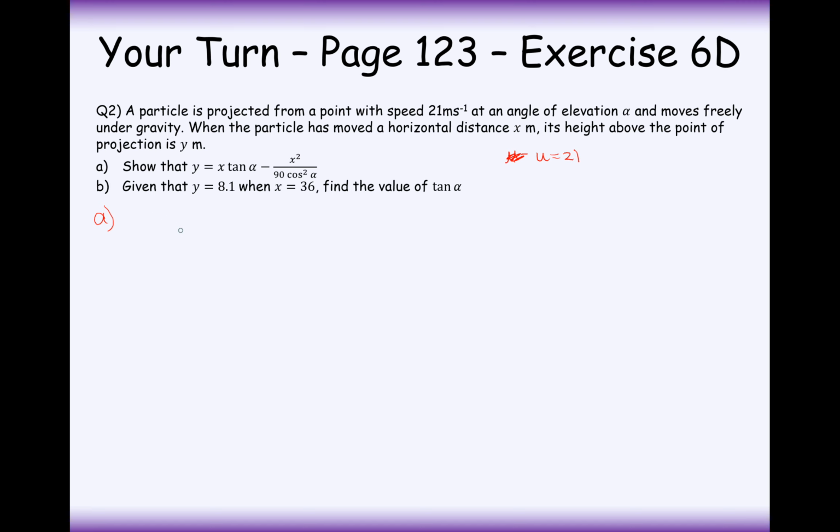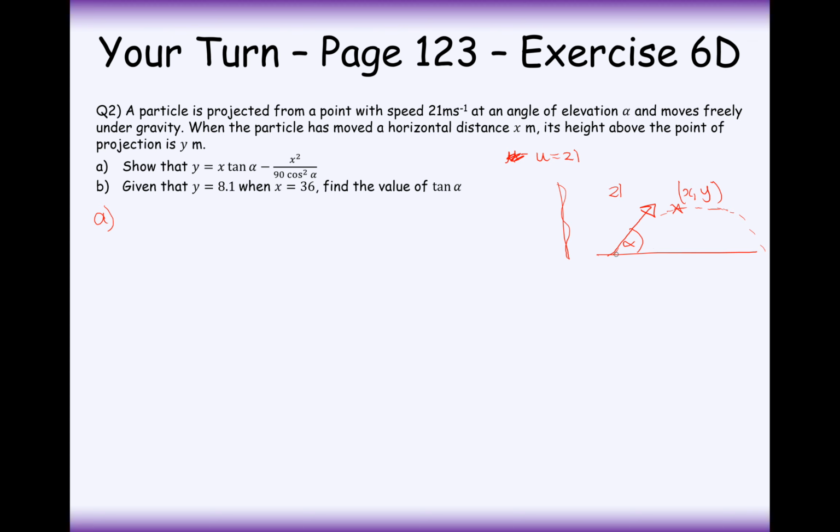So, let's draw ourselves a diagram of what's going on here. We have a horizontal plane, an initial speed of projection of 21 at an angle alpha, and it's going to be launched upwards, and then head back downwards, and it's going to intersect a coordinate x, y. It's going to travel a distance x on the horizontal plane, and at that point it will have travelled y meters upwards.